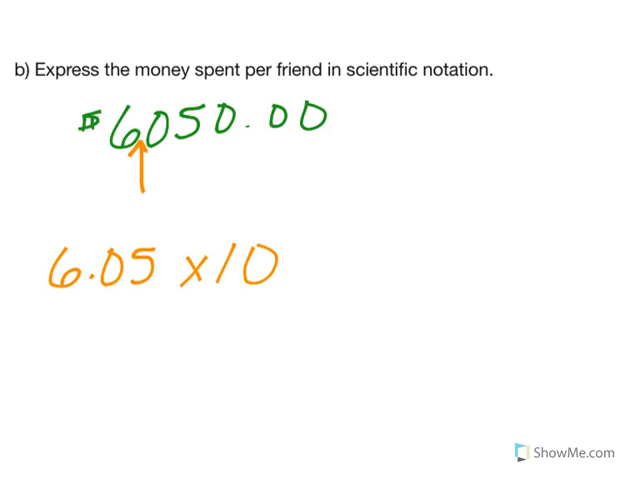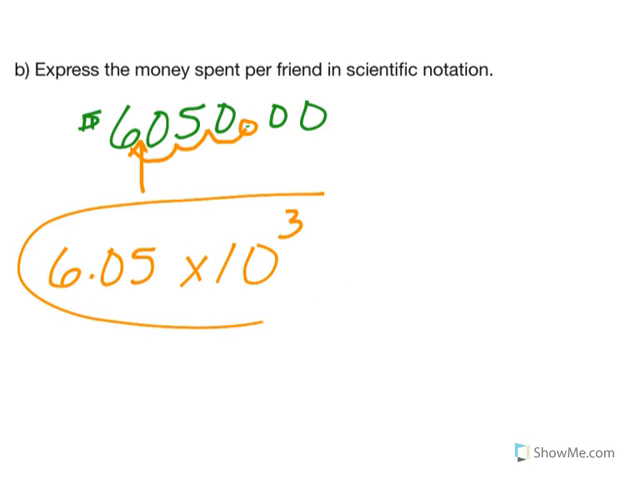Now, when I'm working out my exponent, how many spots from the decimal point to the arrow? So 1, 2, 3. It's a positive 3 because 6,050 is bigger than 10. It's a big number. So here is the scientific notation for the money spent per friend.